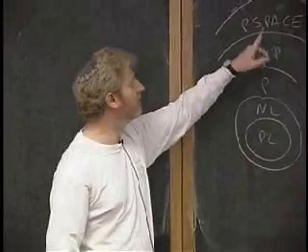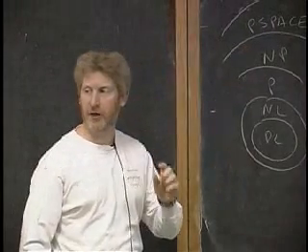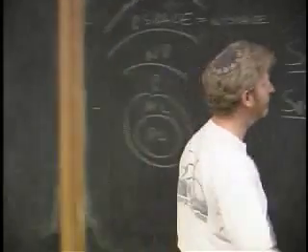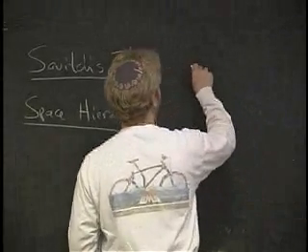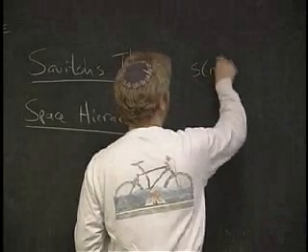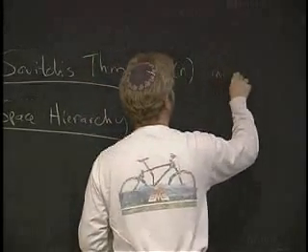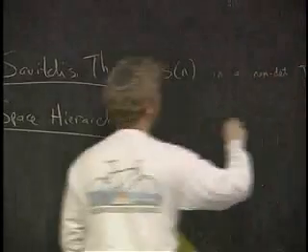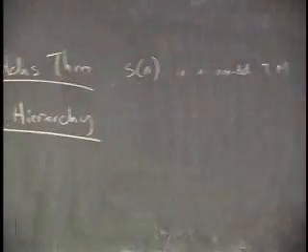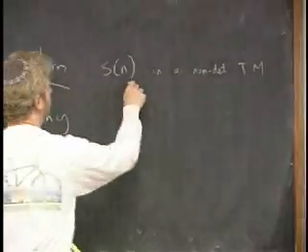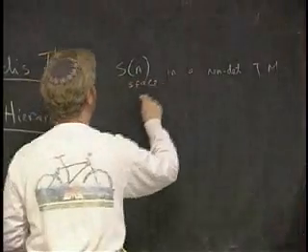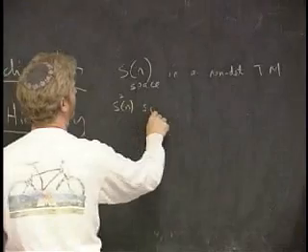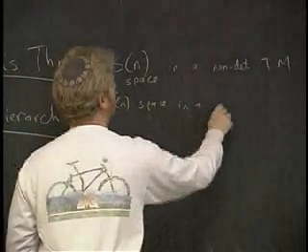But here, with space, you can actually pay a small price to go from non-determinism to determinism. And here's the theorem. The theorem says, if you use S of n space in a non-deterministic Turing machine, you can do the same thing with the square of that space in a deterministic Turing machine.